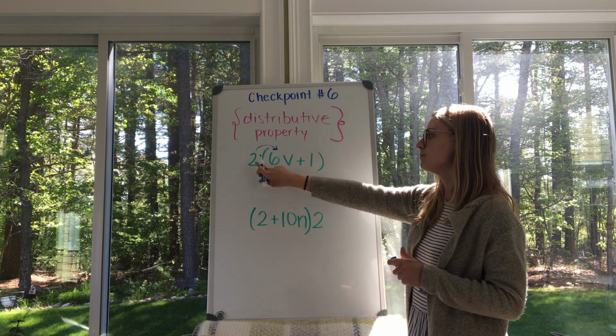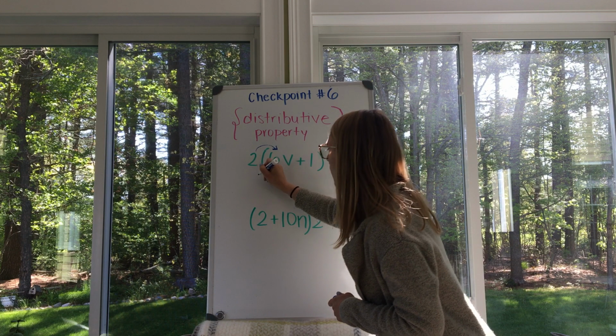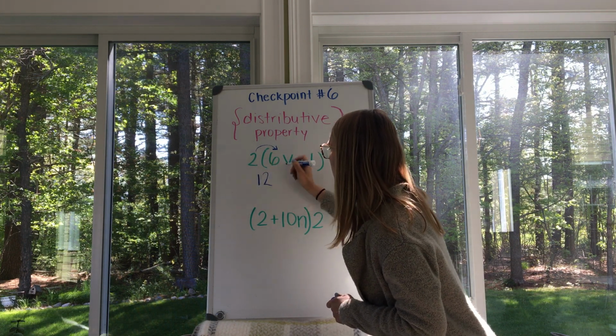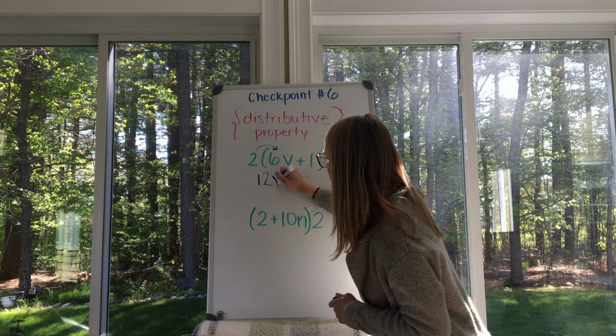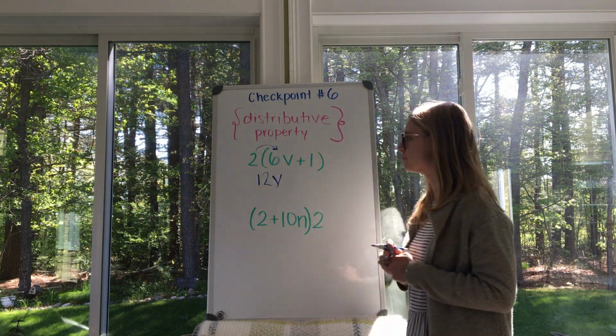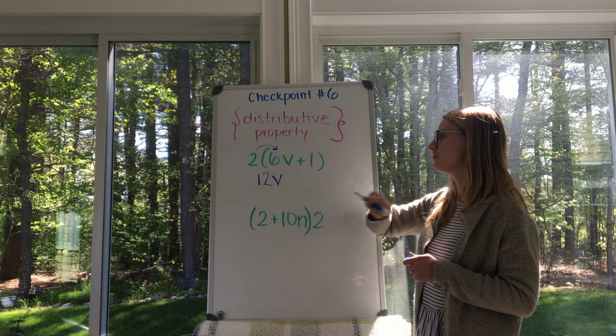So our first step is to multiply 2 times 6, which gives us 12. And we're going to keep the v. We're still multiplying it by the variable. Okay? So we have 2 times 6 is 12, and we're keeping the v.